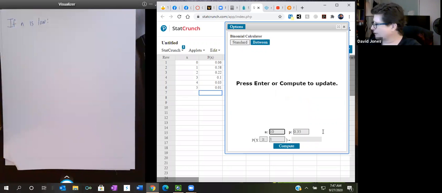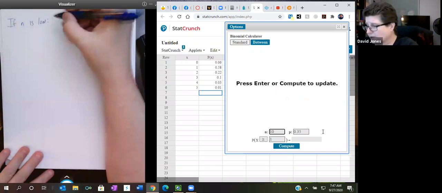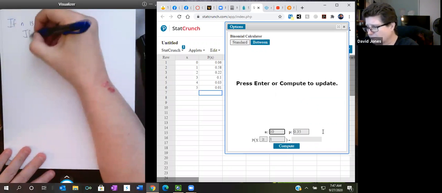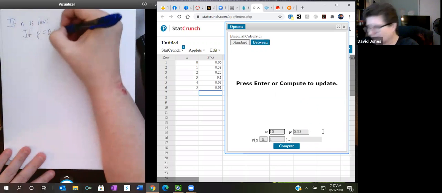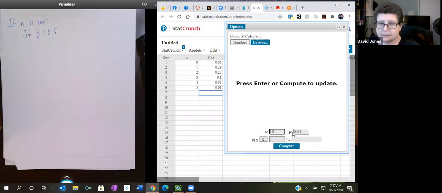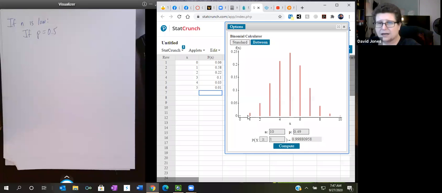And let's start off with if p is 0.5 or close to 0.5. It doesn't have to be exactly 0.5. Let's go 0.49, something close. The graph is roughly bell-shaped.